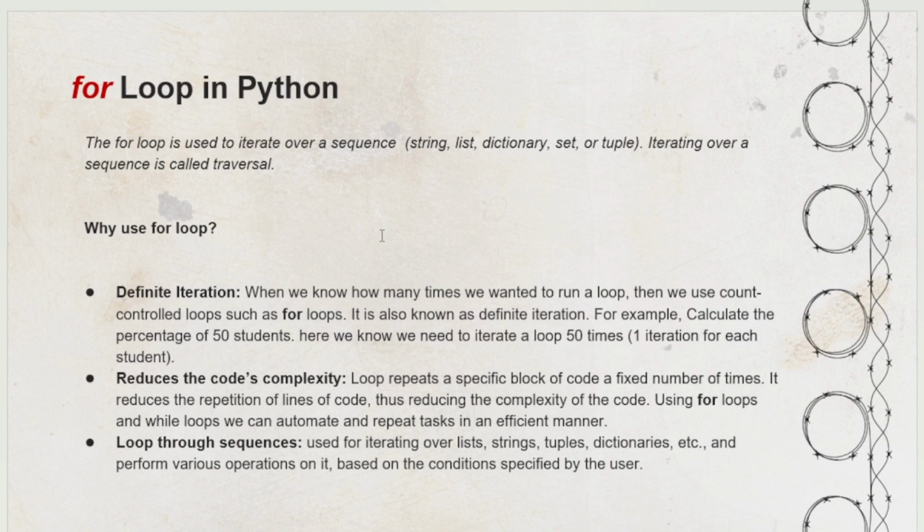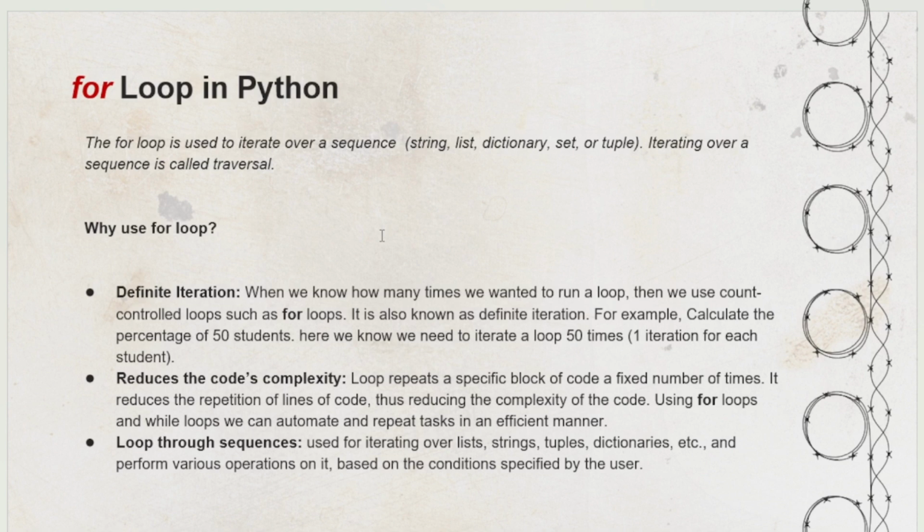Why do we use the for loop? There are three major reasons: definite iteration, reduce the code complexity, and loop through the sequence. Definite iteration means when we know how many times we want to run a loop, then we use the for loop. Reduce the code complexity: the loop repeats a specific block of code a fixed number of times. That means reducing the complexity of the code.